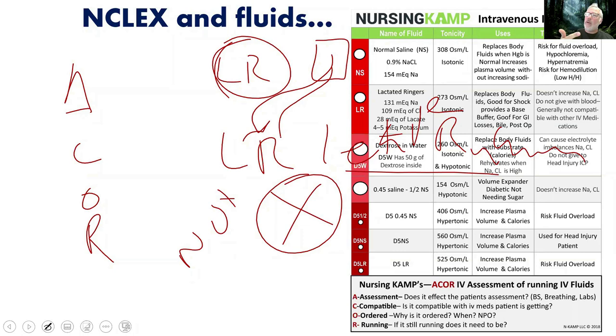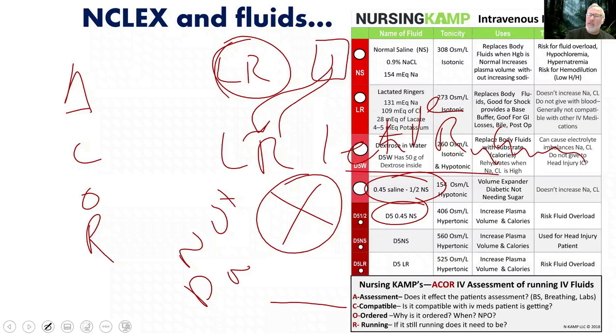How long has it been running? And why is it still up? All right, so compatible comes back to, when we talk about these others down here, normal saline, D5 normal, and stuff like that. I generally will say, is it compatible with what's being given? Like, is it compatible with the antibiotics and different things?